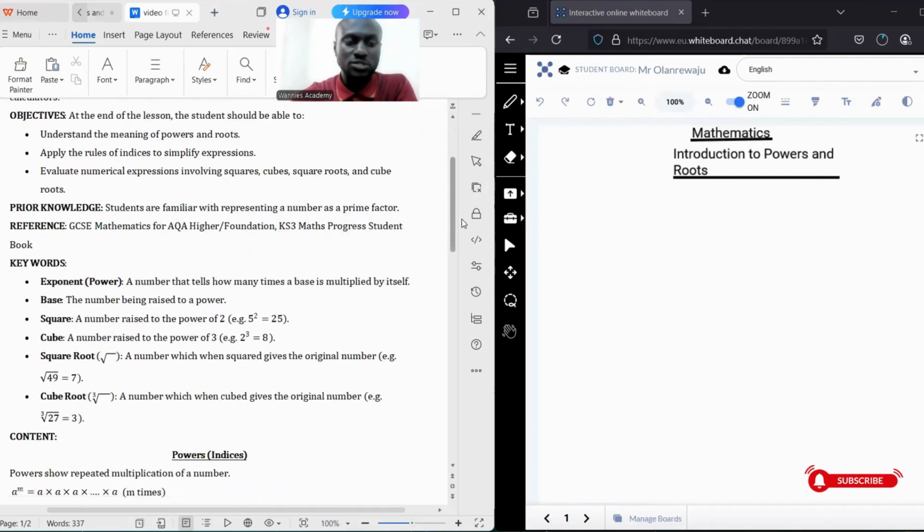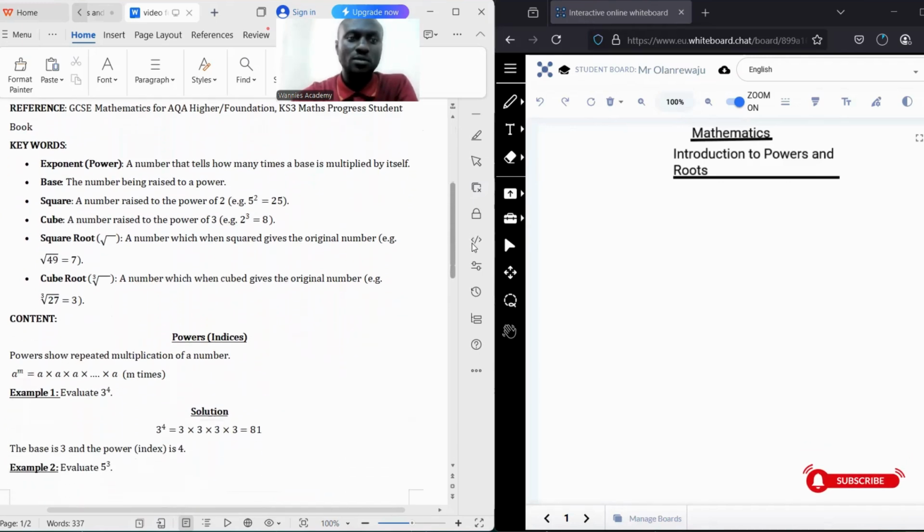So we go to the keywords. 1. Exponents or powers. It means a number that tells how many times a base is multiplied by itself. Base: the number being raised to a power. Square: a number raised to the power of 2, e.g. 5 raised to the power 2 equals 25. Cube: a number raised to the power of 3, e.g. 2 raised to the power 3 equals 8.